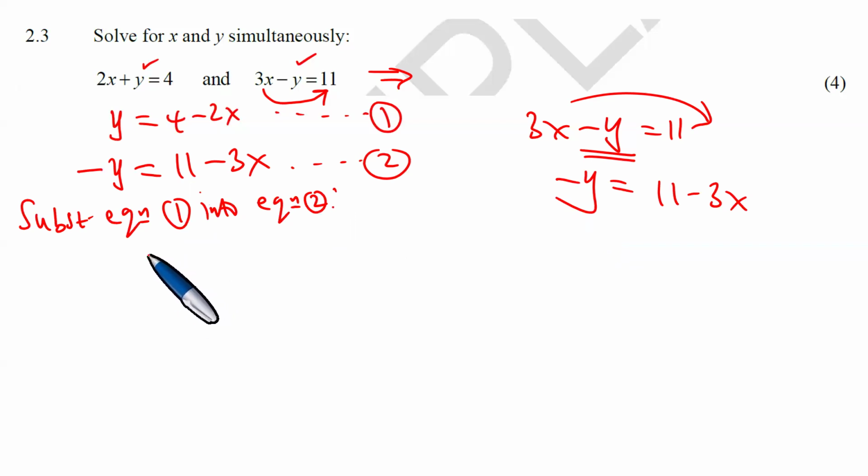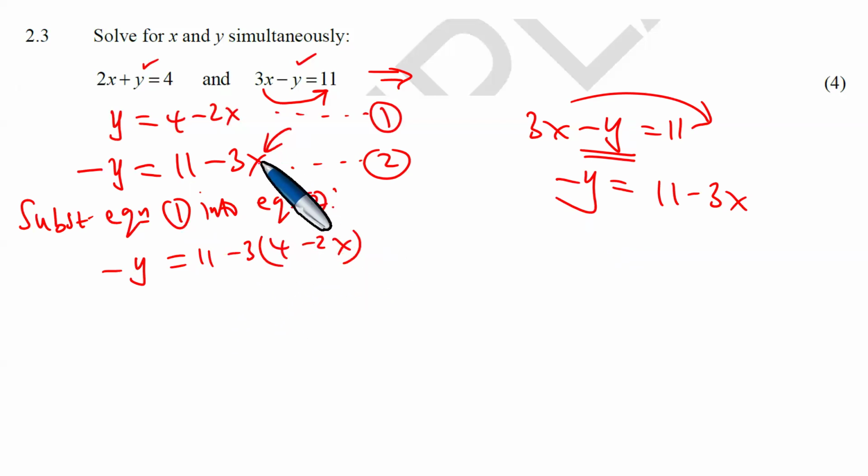Negative y equals 11 minus 3 into 4 minus 2x. I can see that we substitute in the place of y. We put 4 minus 2x in the place of y, because y is 4 minus 2x. So wherever there is y, we need to put 4 minus 2x. The y is here in the next equation, so in the place of y, we must put 4 minus 2x.